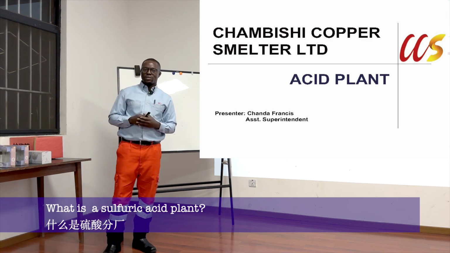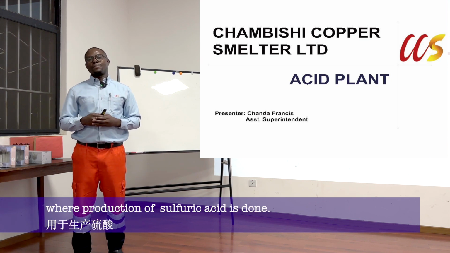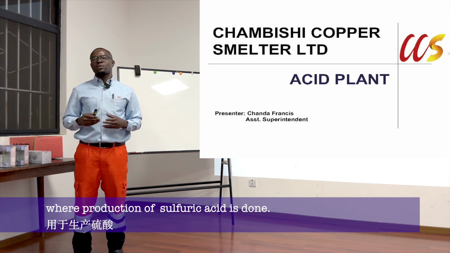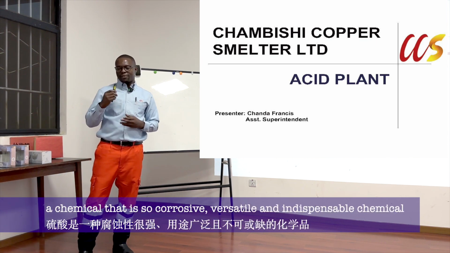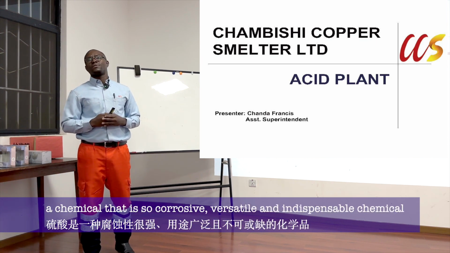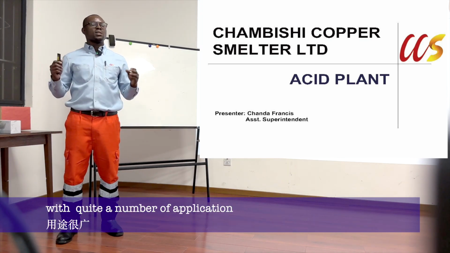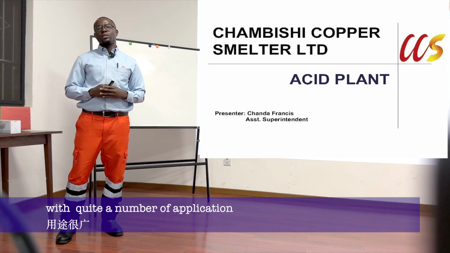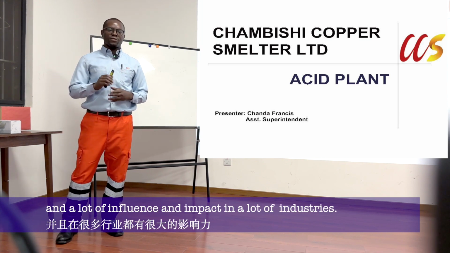What is a sulfuric acid plant? It is an industrial facility where production of sulfuric acid is done. Then what is sulfuric acid? A chemical that is so corrosive, versatile, and indispensable, with quite a number of applications and a lot of influence and impact in a lot of industries.